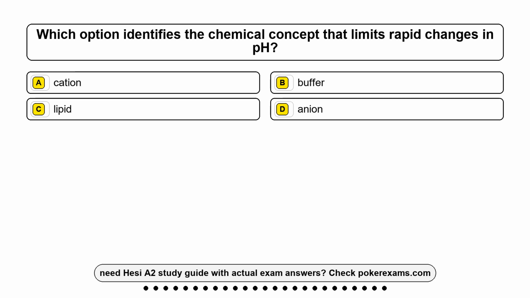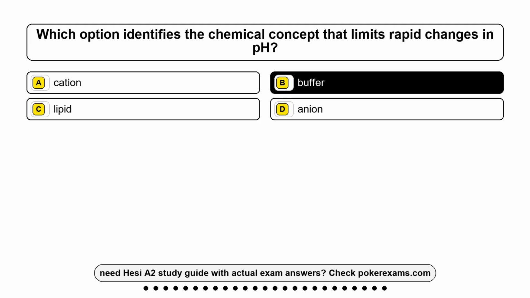Question 2. Which option identifies the chemical concept that limits rapid changes in pH? Option A, cation. Option B, buffer. Option C, lipid. Option D, anion. The correct answer is option B, buffer.